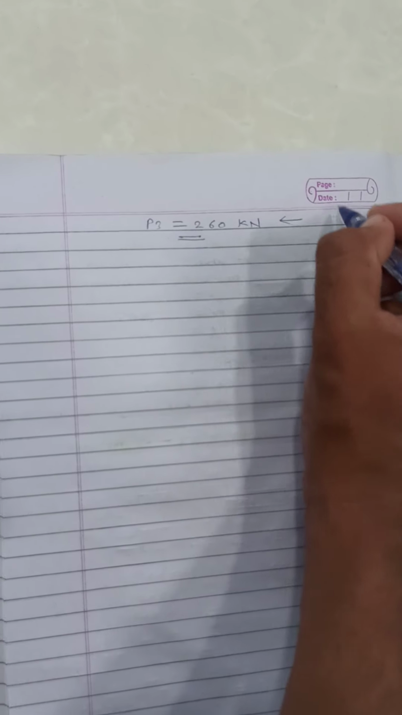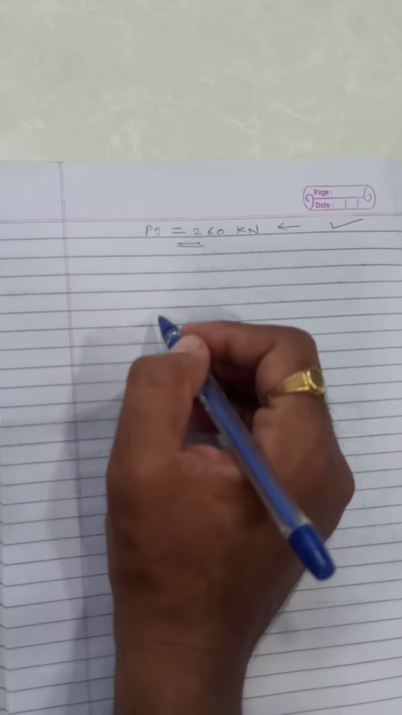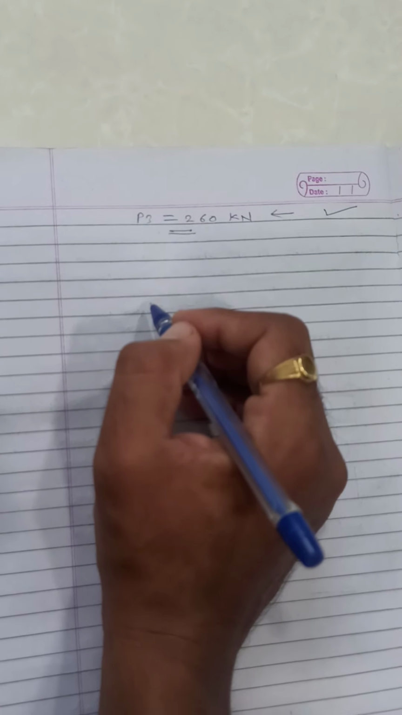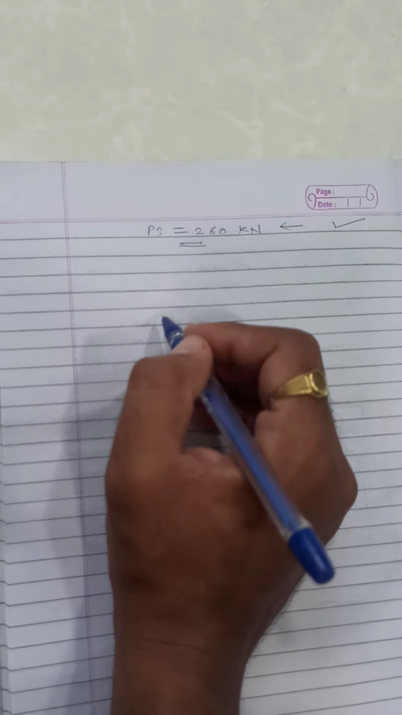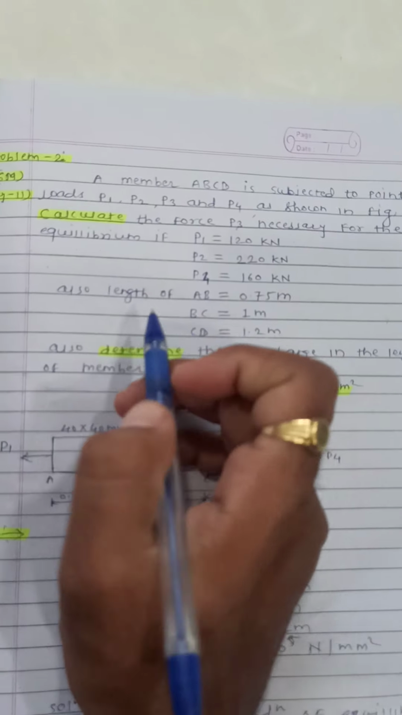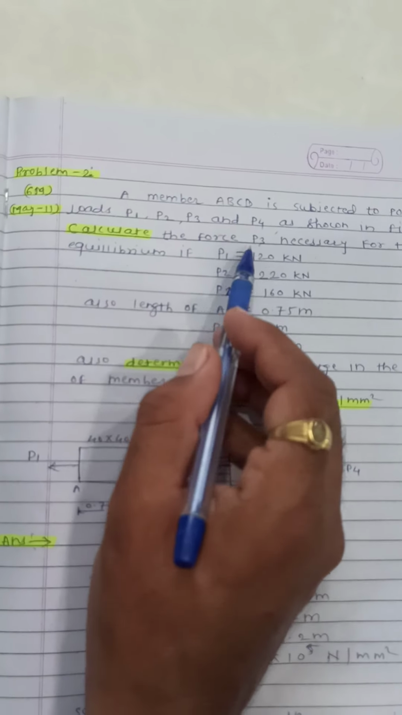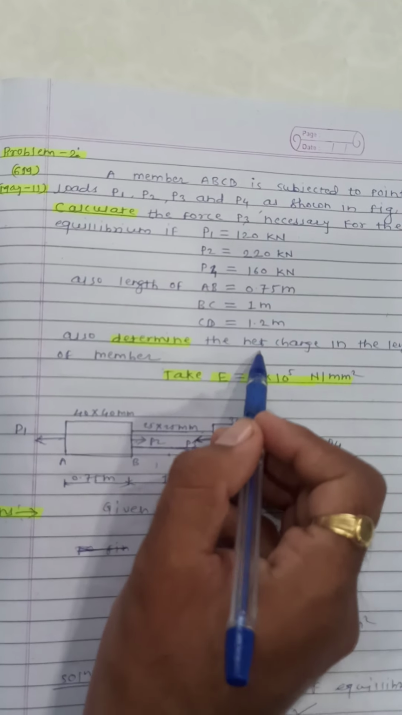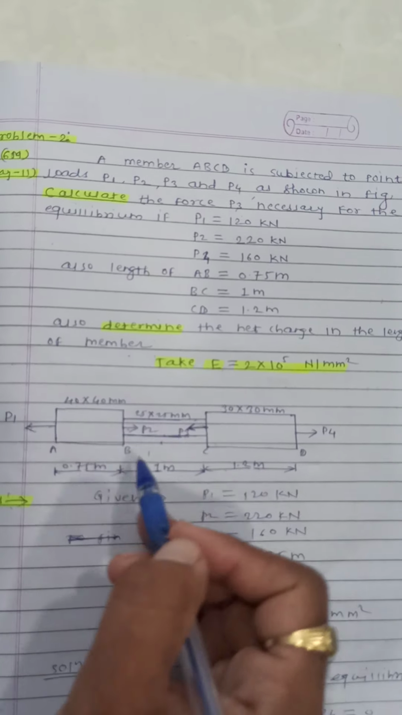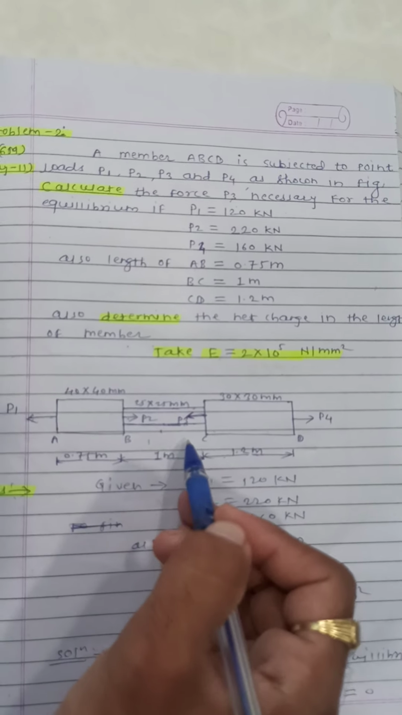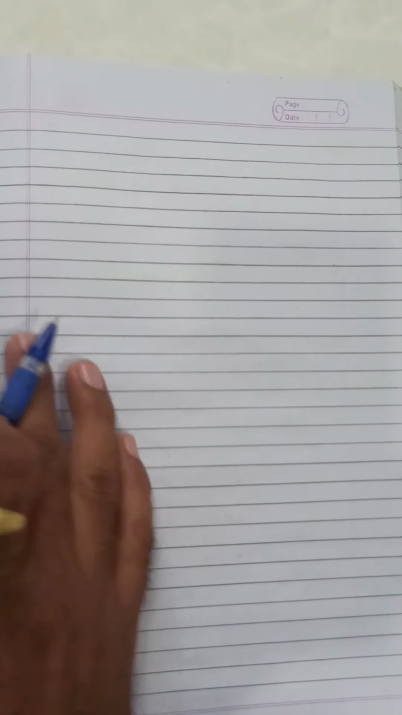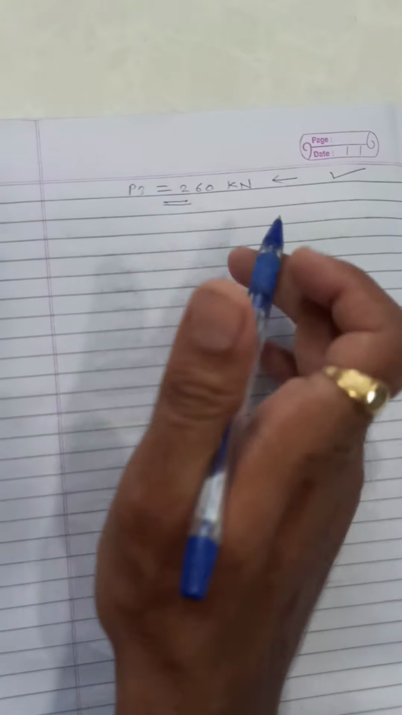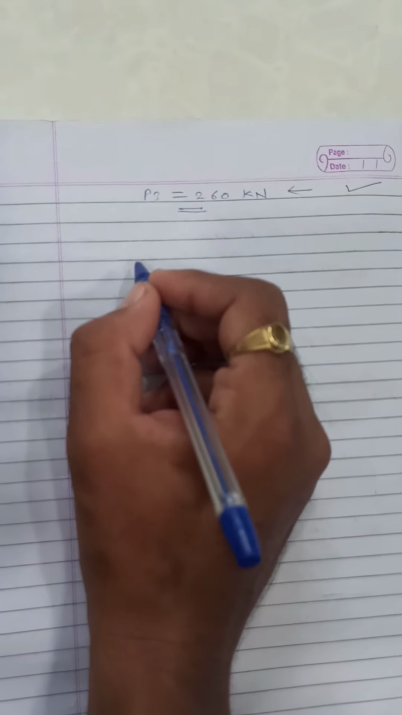Okay, so this is condition number 1 done. Now next, we have to find out the change in the length of the member, because in the problem statement there are two unknowns: first find P3, and second determine the net change in the length of the member. How much change in the length of this total member, we have to find out in the second part.